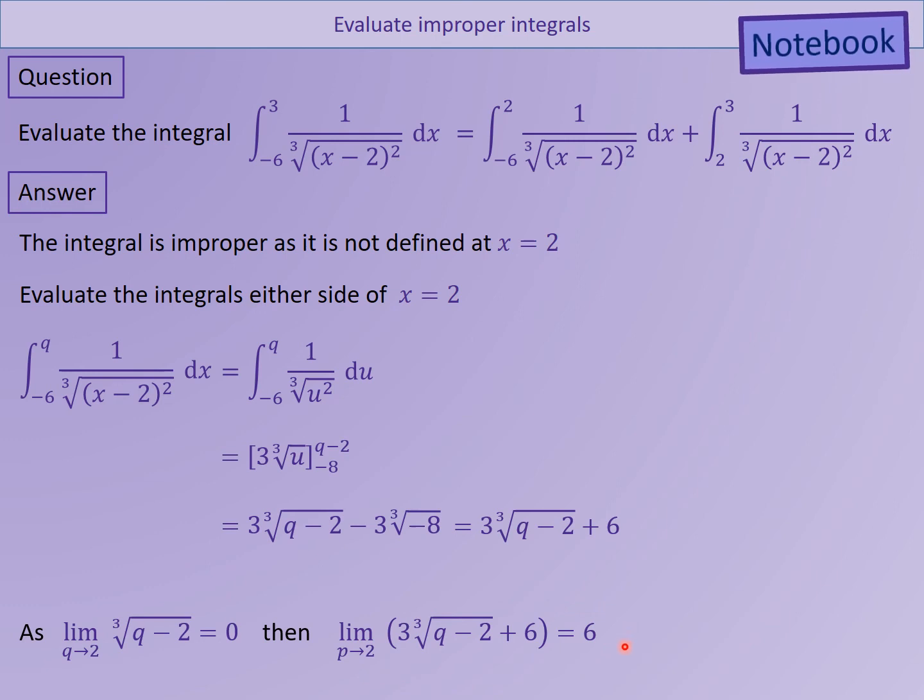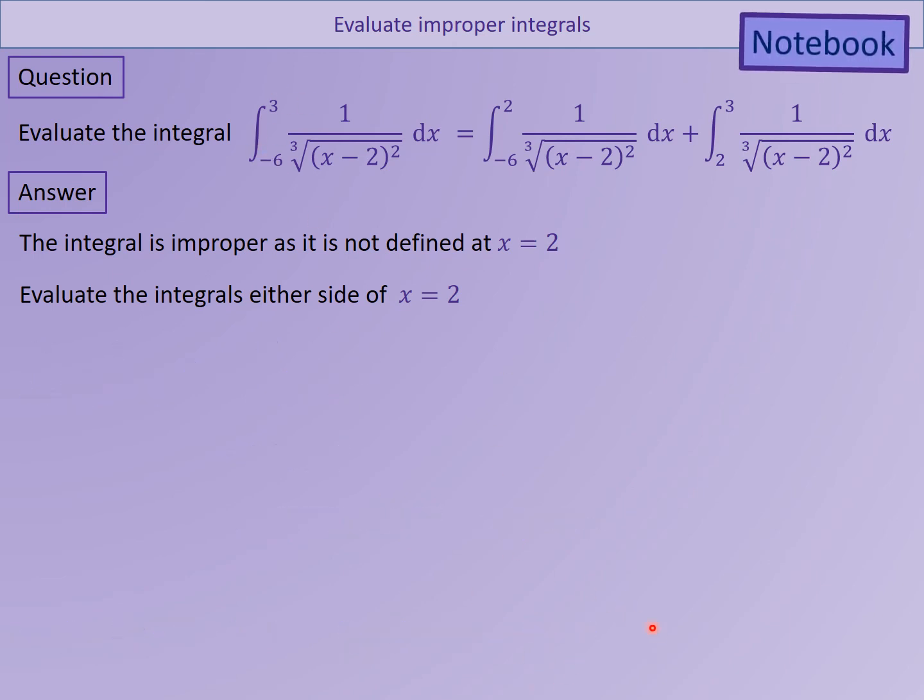Once we're happy with that, we've done both sides of the asymptote. We've done down to minus 6, which got you 6. We've done up to 3 on the other side.